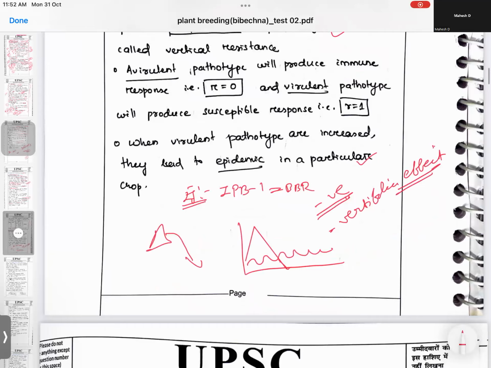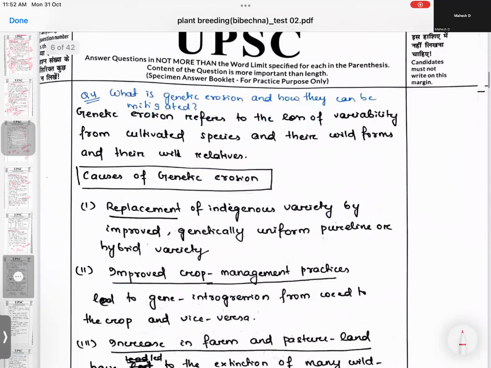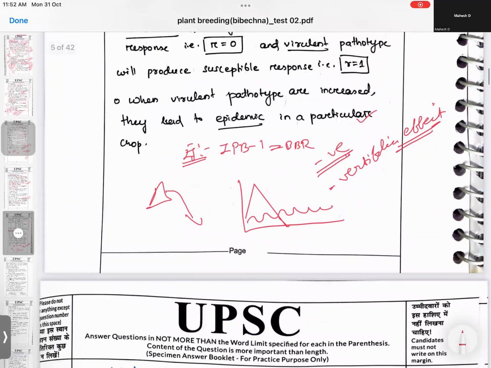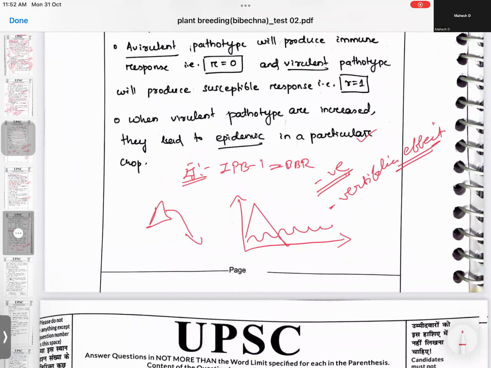Sir, can we draw this graph also? Yeah, you can draw. This I am just innovating myself. This is not there in any book. Some innovations you can do, but you should clearly mention it. Here you should mention breakdown of the vertical resistance.